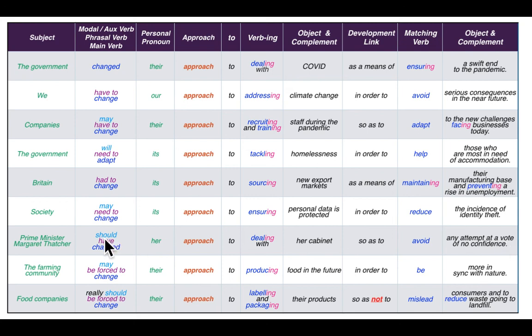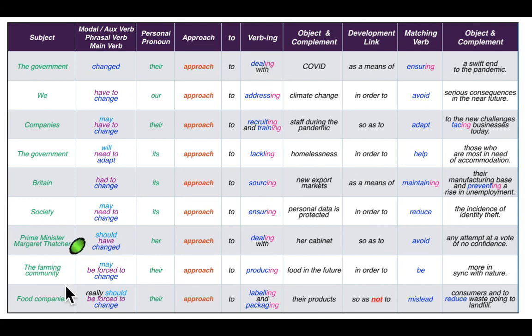Okay? Should in the past uses should, have, and look. Here it's not changed like all the others. Here we have the past participle has to be used after have. So I have be, was, were, been. I have see, saw, seen. I have go, went, gone. I have changed, changed. Okay? So Prime Minister Margaret Thatcher should have changed.